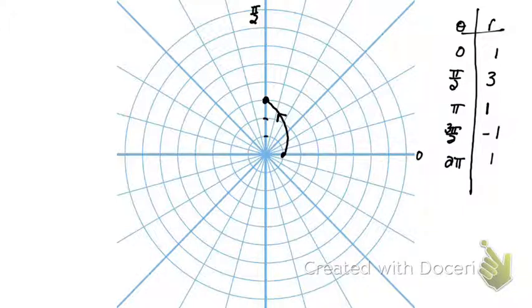You guys see it? And then let's see, at pi, we're going back to what, just 1, so more like this. And then at 3 pi over 2, actually this isn't bad. -1 just means right in here. Are you guys following me?